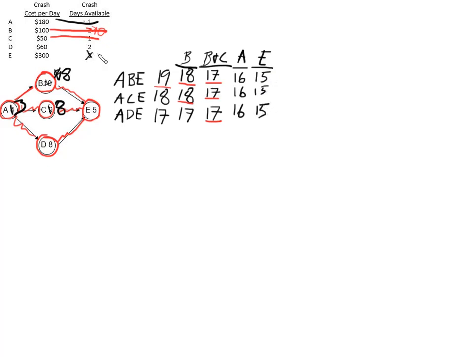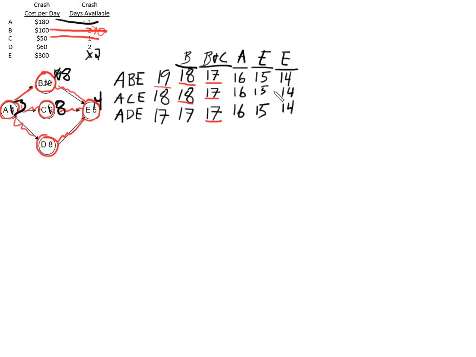E could be crashed 3 times. Now we're down to 2. It was a 5, and so now it's 4. We could do it again. It worked the first time. Let's do it again. The critical paths did not change, so it worked before.